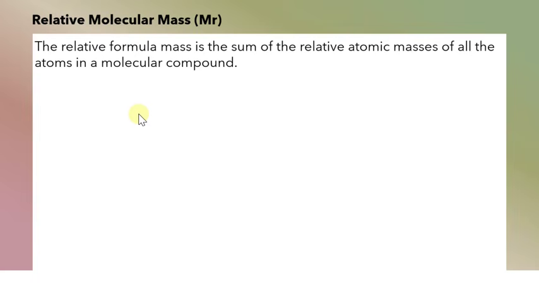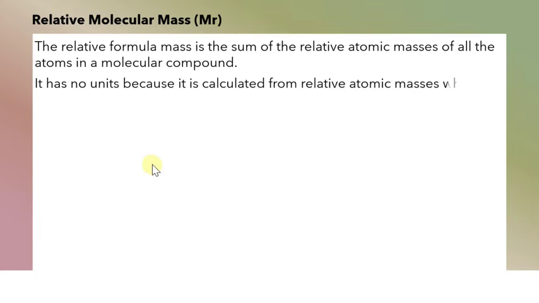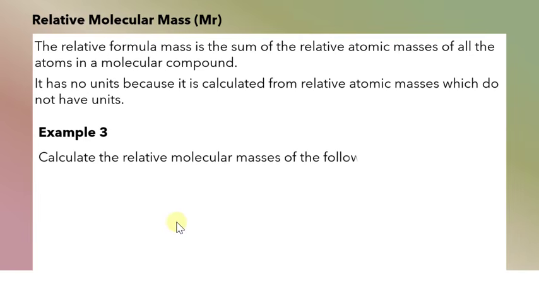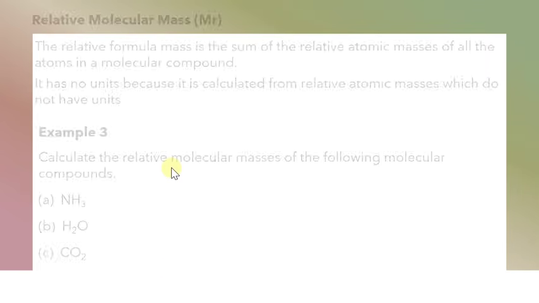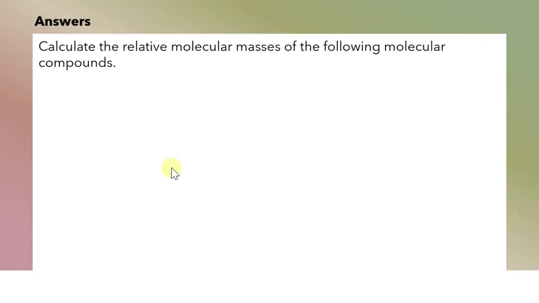Okay, so its calculation is similar to that of relative formula mass. So it has no units because it is calculated from relative atomic mass, which do not have units. Let's look at this example here. It says calculate the relative molecular masses of the following molecular compounds. A, we have ammonia, then B, we have water, then C, we have carbon dioxide. So let's look at the solutions, and then let's start with looking at question 1 here, which is ammonia.